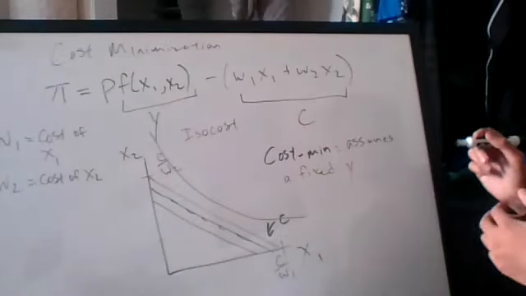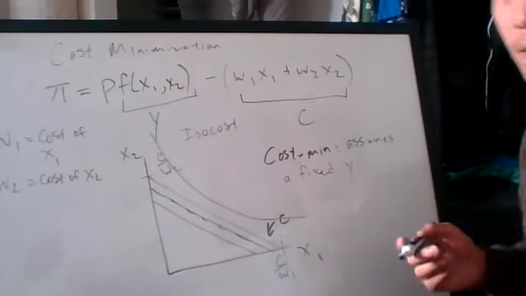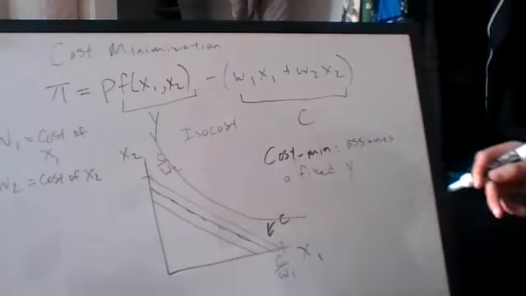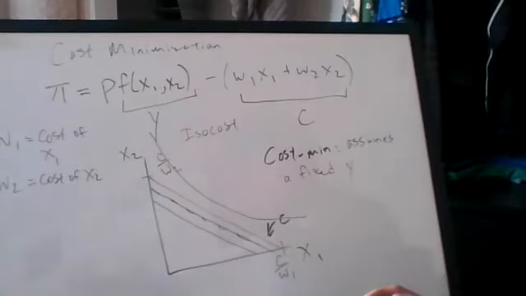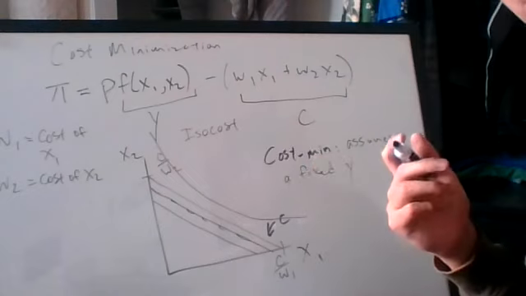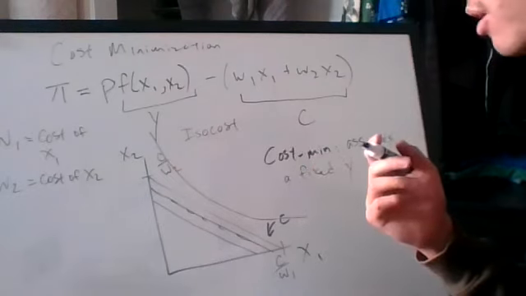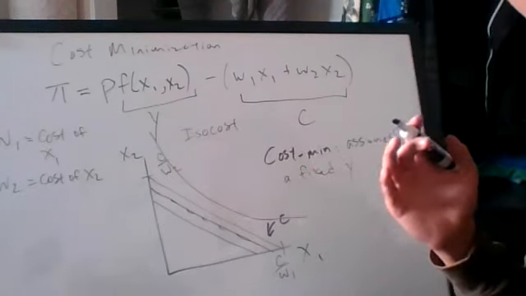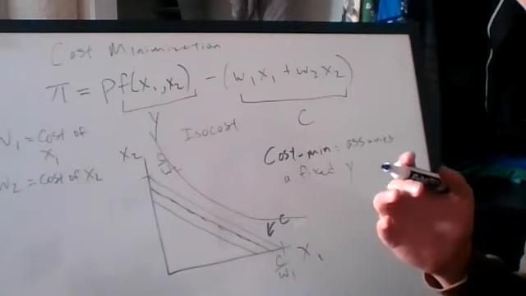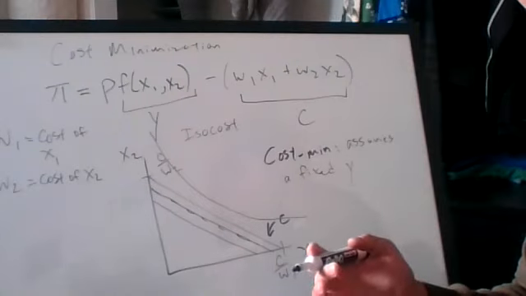And so if you think about what cost minimization means in this context, when we have a fixed level of production, that essentially means that cost minimization and profit maximization are the same exact thing, right?